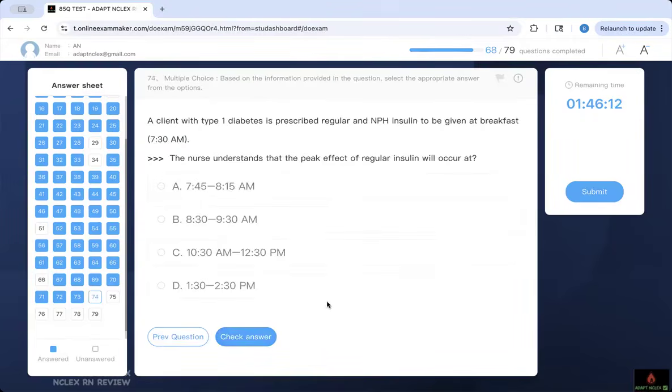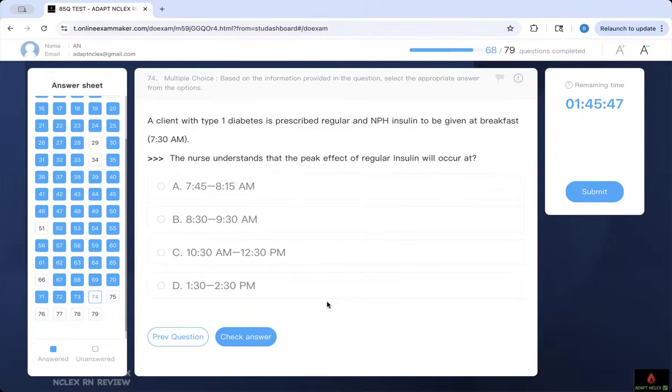The client with type 1 diabetes is prescribed regular insulin and NPH to be given at breakfast, 7:30. The nurse understands that the peak effect of this regular medication, which is regular insulin, will occur when? What is the peak of regular insulin? That's what the question is asking you. I know you know it, but what is the peak of regular insulin? And use it to answer the question.